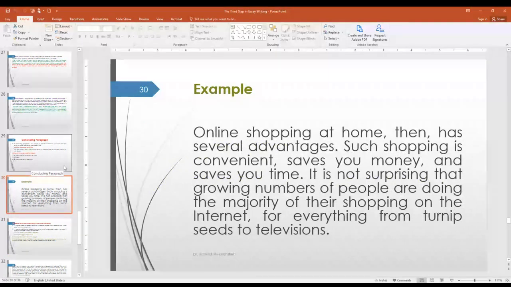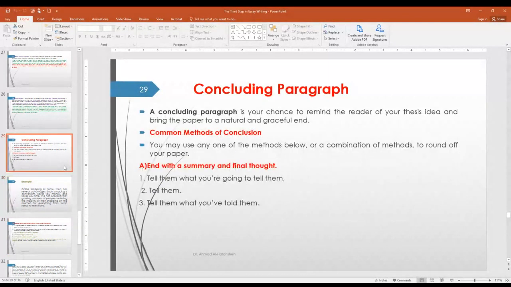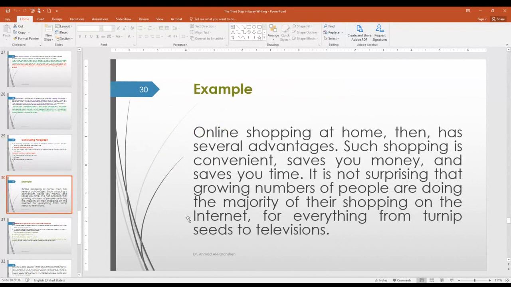So the first strategy is to summarize, end with a summary and final thought. How can you do that? Go to your thesis statement, paraphrase it. That means you rewrite your thesis statement in your own words or in different words, but with the same meaning.